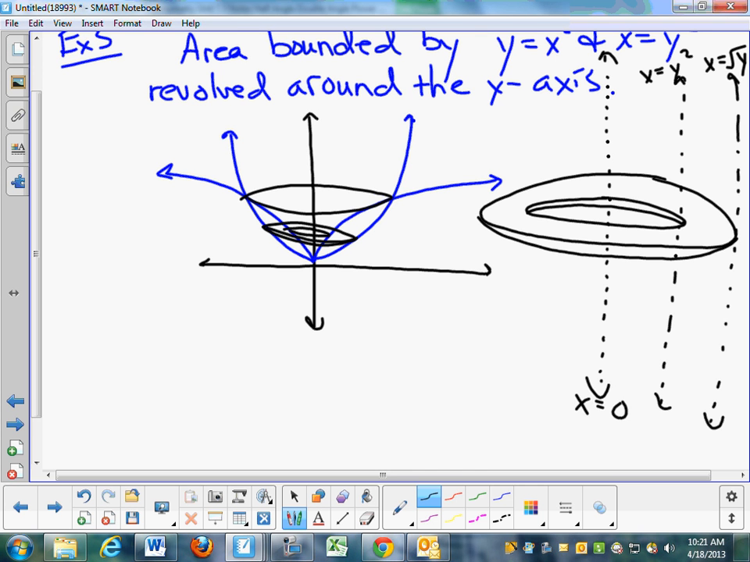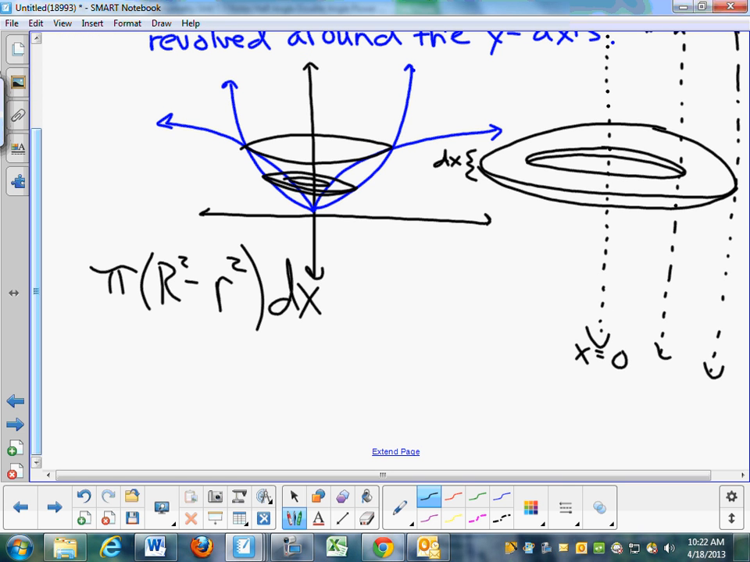Okay, so I've got this washer. I just cut it out. So what I want to do is find the volume of that washer. What's the width? What's that thickness of each washer? dx. So now in order to find the area of the top, I got to use that washer method. So again, we're going to have pi times R squared minus r squared dx. That will be the volume of each washer, and then I'll integrate that over the entire region that I'm using. So, isn't it cool how many things you're doing?